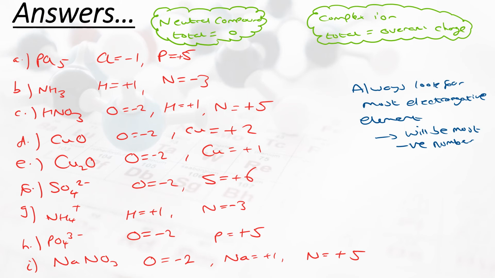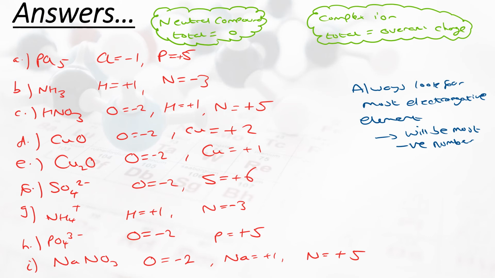Part G is the ammonium ion, NH4+, again another complex ion. We have to make sure the sum of this adds to +1. We look for our most electronegative element, that's the nitrogen. So therefore the hydrogen is more electropositive. It will have the positive oxidation state of +1. There's 4 of them, so that's +4 overall. And so to get +1 overall, when we have +4 from the hydrogen, our nitrogen must be -3.